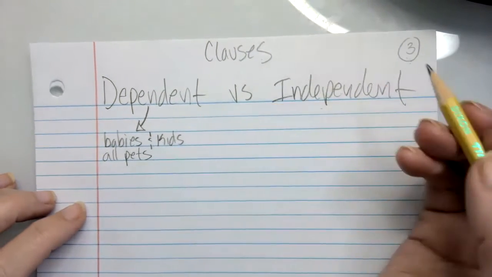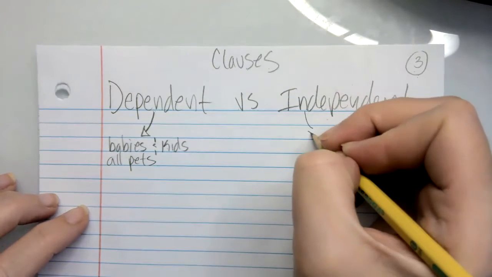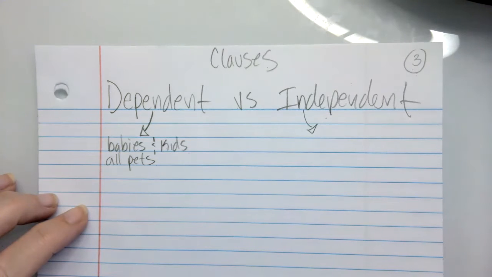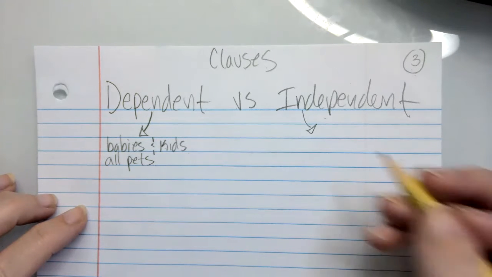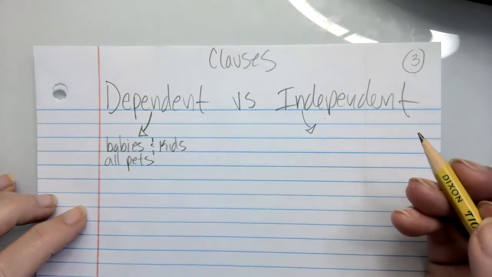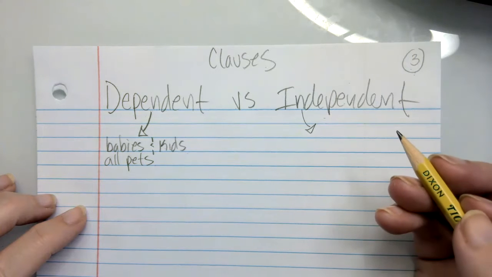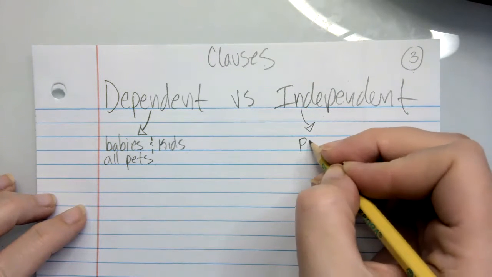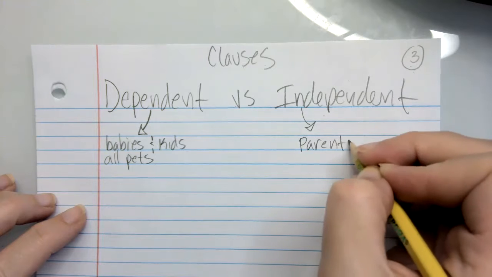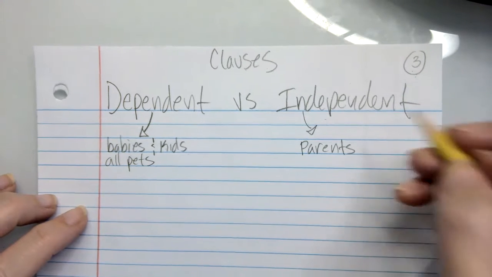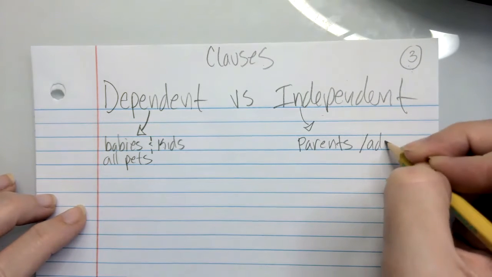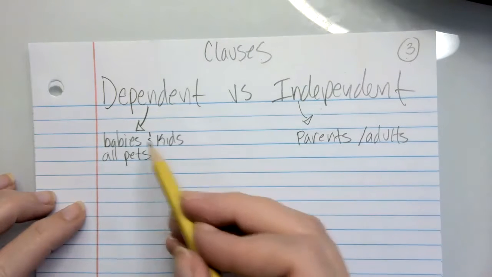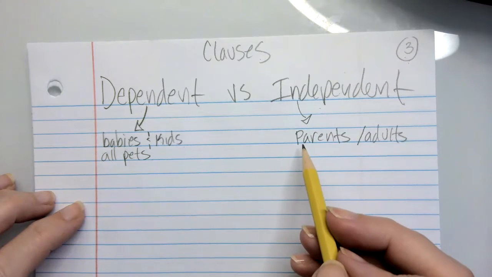So then, what does it mean to be independent? If we're independent, we stand alone, we survive alone. We can if we need to, okay? So who is independent as far as survival is concerned? Parents are independent, right? Our parents, adults. We'll do slash adults. We're talking parents, kind of versus kids.